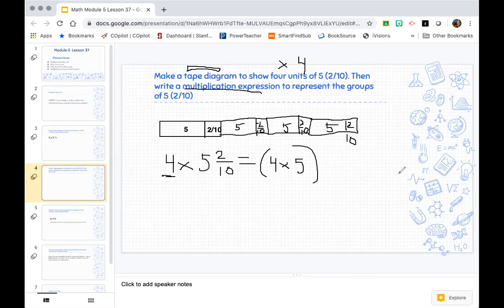Otis, are you following along, dude? Because you guys should be writing this with Miss Gourlay. So 4 times 5, and now I need to do plus, and now 4 needs to be multiplied to the 2/10. So plus 4 times 2/10.